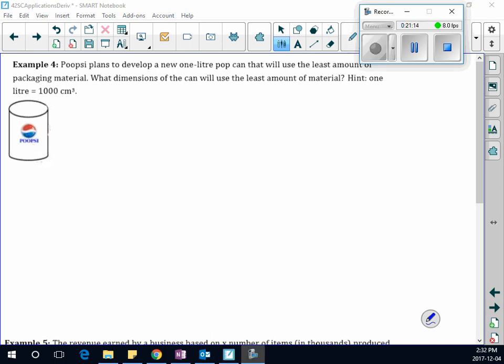Okay, so the volume of a cylinder is equal to, and the way you should remember this is volume is always the base area times the height, and the base area is pi r squared, times the height, yes?